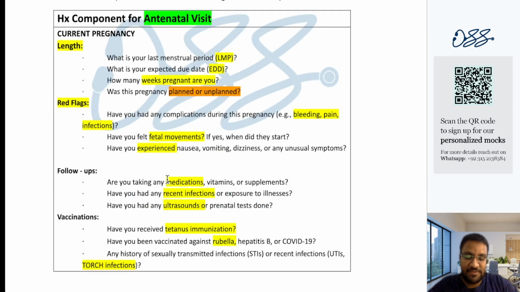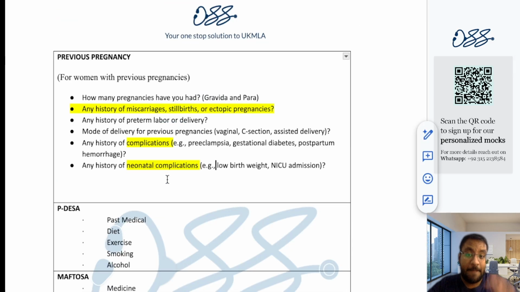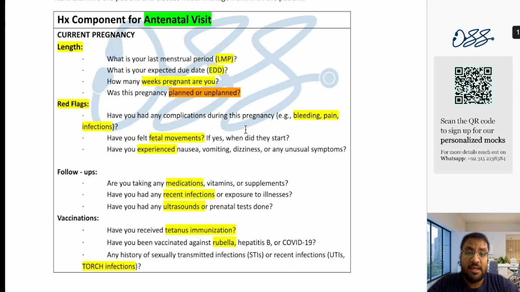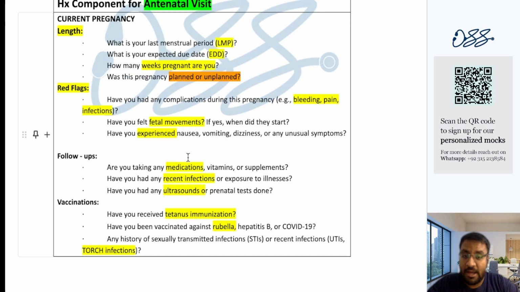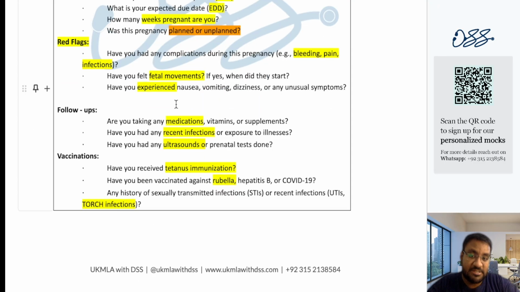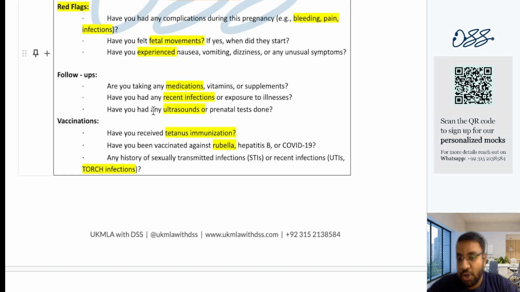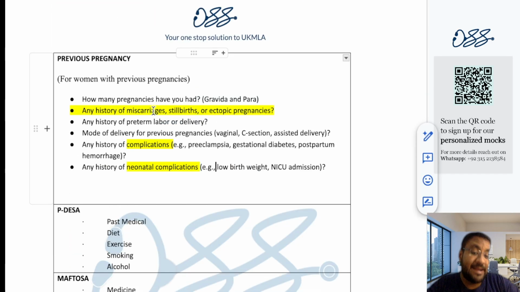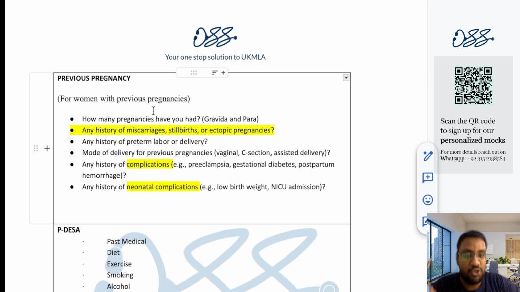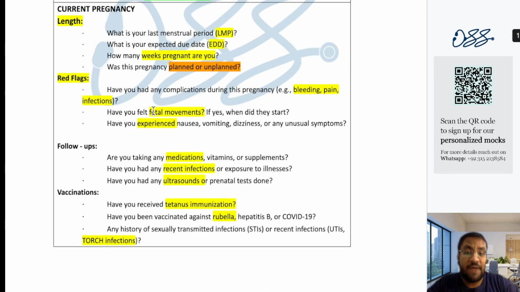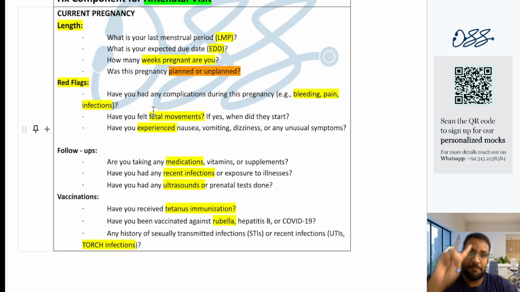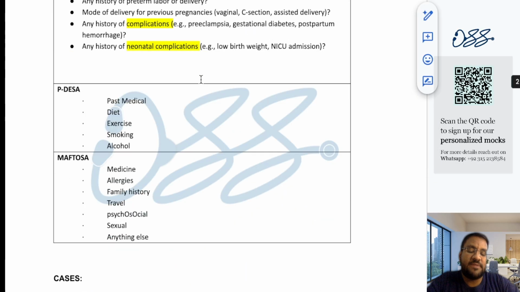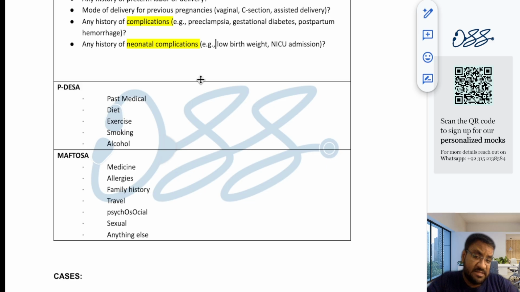Okay, and each of the categories that I talked about has a bunch of questions that you need to have in your mind. What I can do for you is give you the questions that you want to ask. I can tell you why you need to ask a particular question and how you should be asking it, but remembering these questions is your job, and making sure that you ask them the right way is dependent on you. Okay, so after you're done with exploring the current pregnancy and the previous pregnancy, the two remaining aspects of data gathering are the ones that we've already talked about, that is the PDESA and the MEFTOSA.